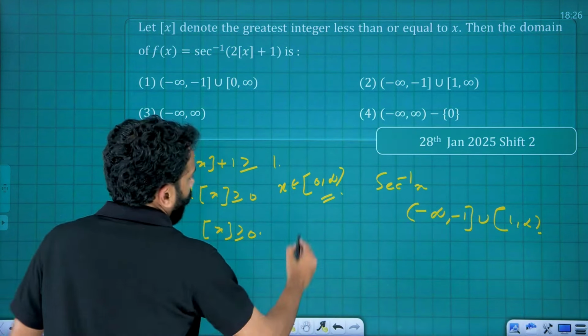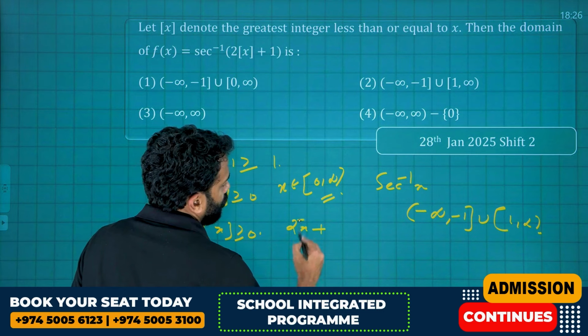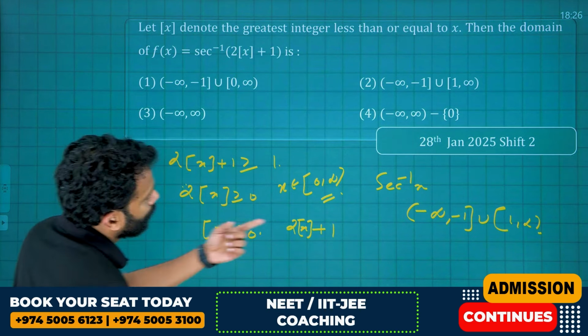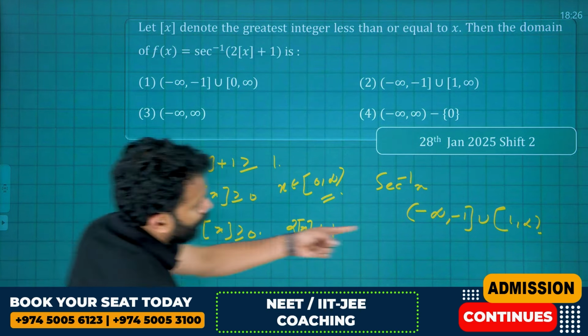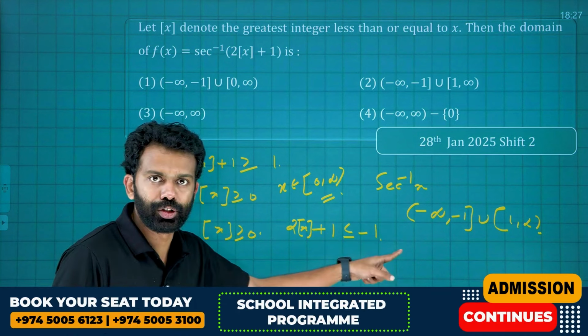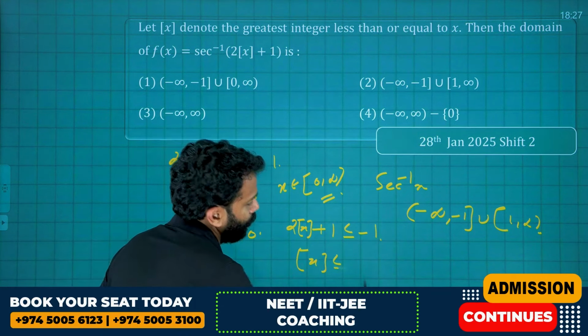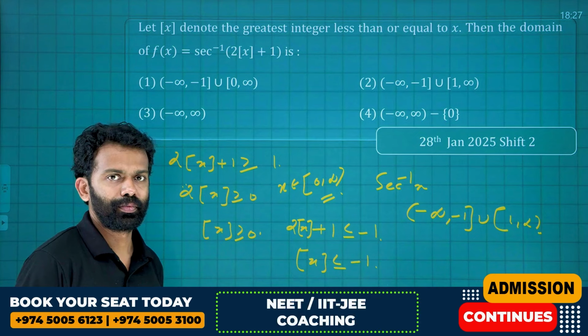That is 2 into box x plus 1 less than or equal to minus 1. So this becomes 2 box x less than or equal to minus 2. The 2 got cancelled and becomes box x less than or equal to what? Minus 1. How are you going to solve this one? Box x less than or equal to minus 1.